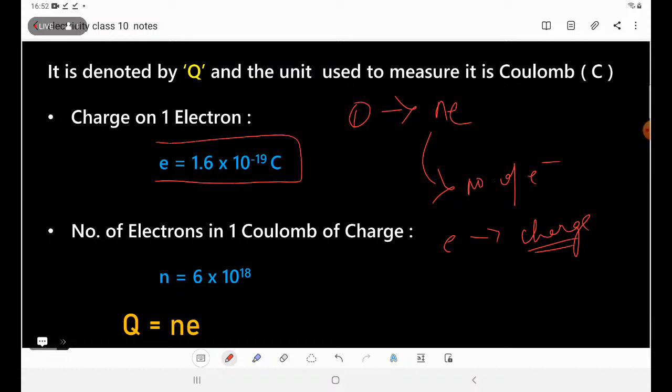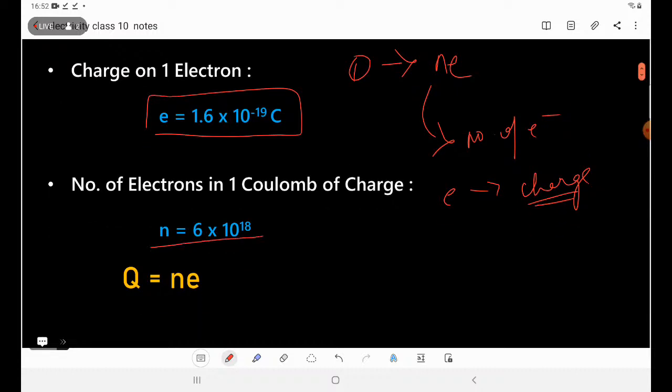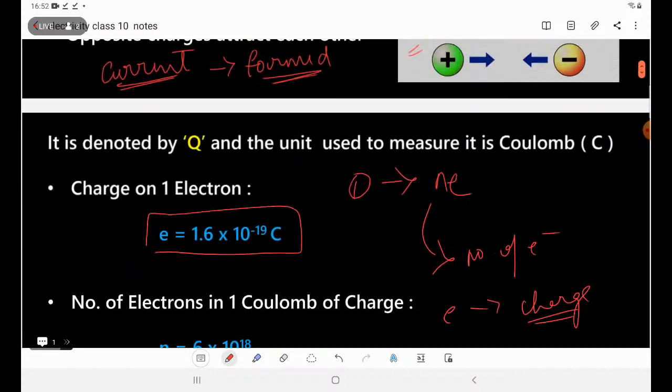E is 1.6 into 10 to the power of minus 19. This you have to remember. And N is 6 into 10 to the power of 18. If you multiply this N into E value, you'll get 1 coulomb of charge.